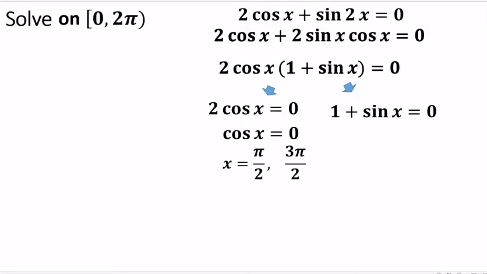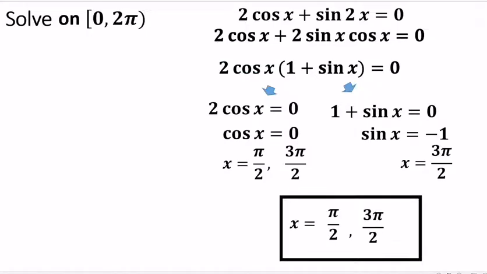Solving the equation on the right, we subtract 1 from both sides. The sine of x is equal to -1. To find the answer to sine of x equals -1, we go to the unit circle and find the angle measures where the y-coordinate is -1. This only happens at angle measure 3 pi over 2. The solutions to this equation are pi over 2 and 3 pi over 2.